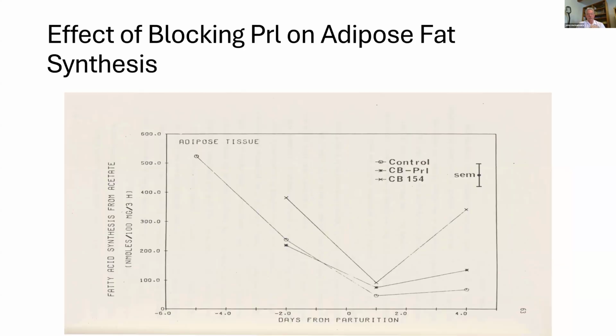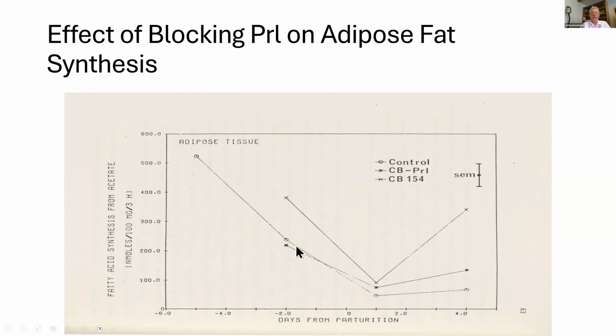And this was the adipose tissue. So just flip it upside down. If you took prolactin away, you see the adipose tissue, and I don't know if my cursor shows up, but this is the control animal. They just stopped making fat in the body.